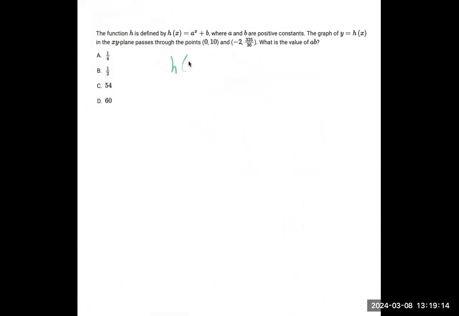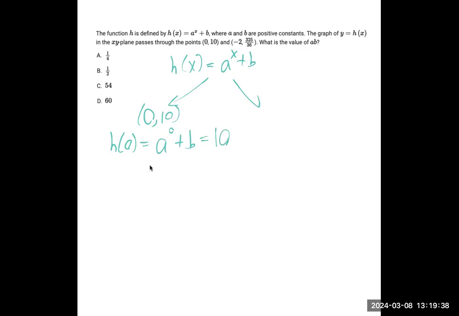We're getting a function h of x equals a to the x plus b. And we're given 2 points we can plug into that. We're given the point (0, 10), and that other more complicated looking point. So let's take the nice easy one, (0, 10). And so basically that's h of 0 because we're plugging in x is 0. So a to the 0 plus b, and that equals 10.